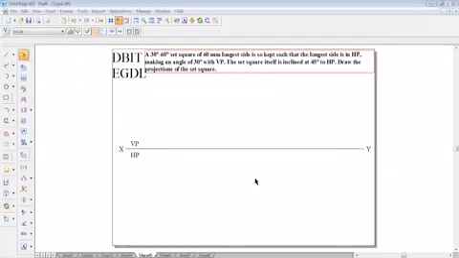Types of problems in the projection of planes. So the first problem today we are going to see is the triangle problem.